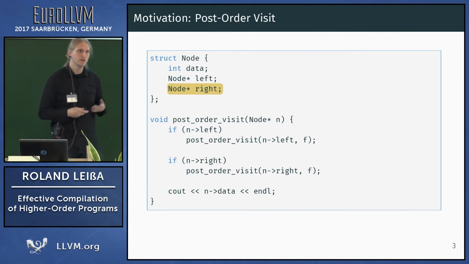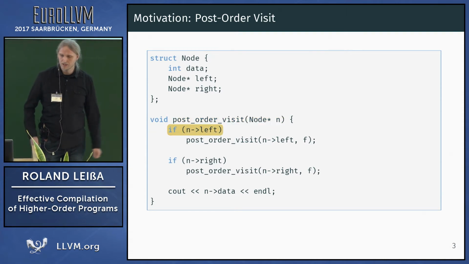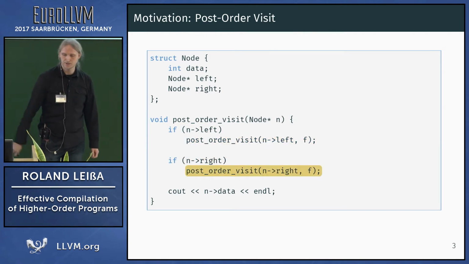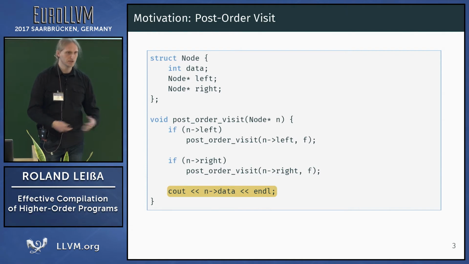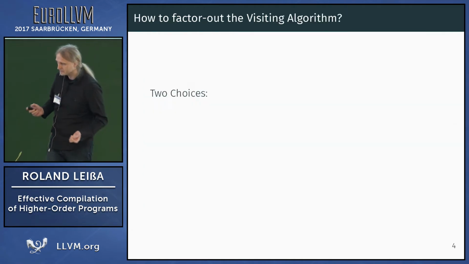And now we want to do a post-order visit in this tree, so we pass a pointer to this node to this function. We check if the left child is there, we recurse to the left child. If the right child is there, we recurse into the right child. And let's say we want to print all those nodes in post order, so we are dumping the node.